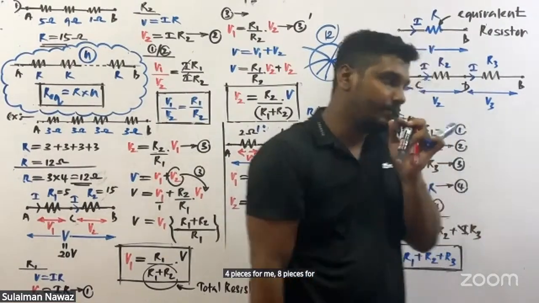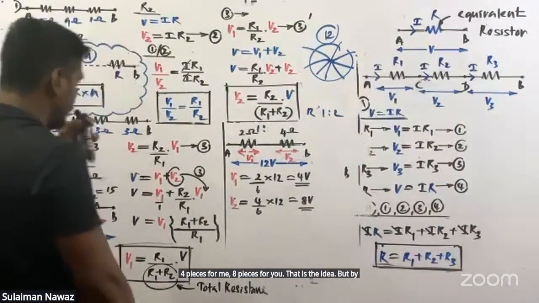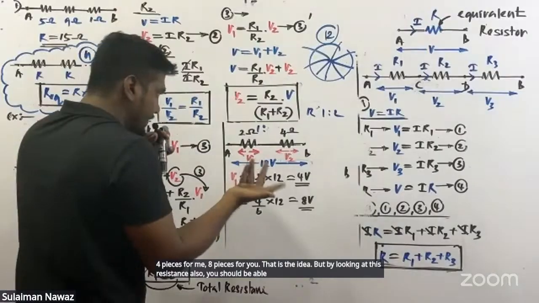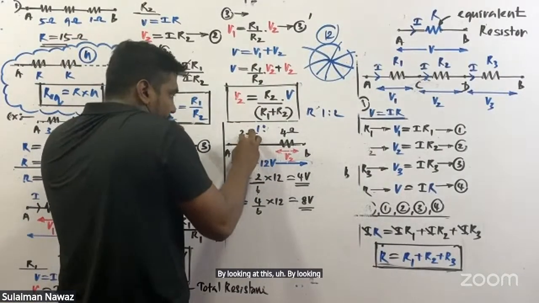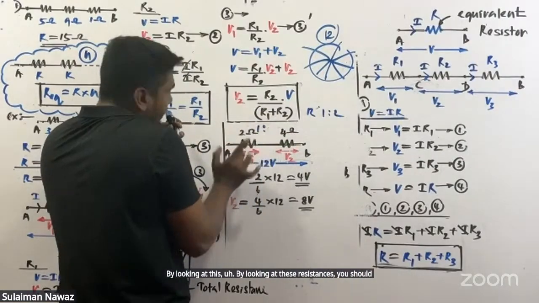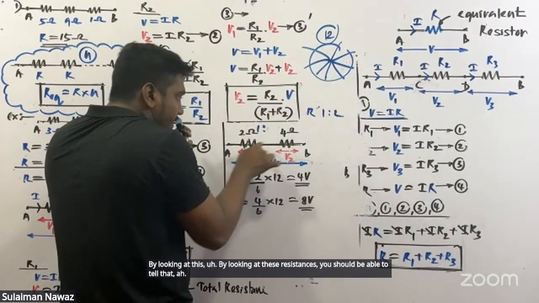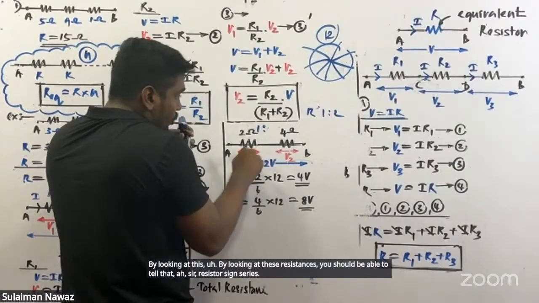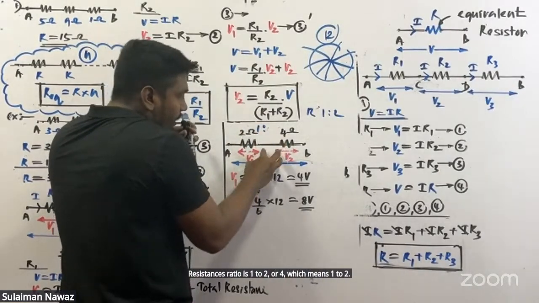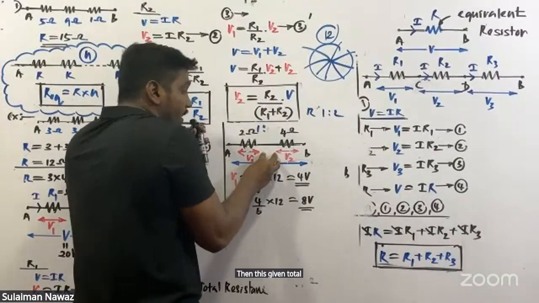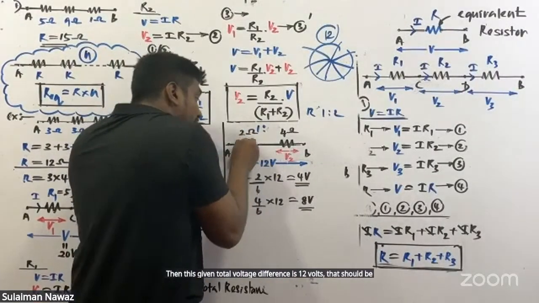That is the idea. When you're doing MCQs, by looking at the resistances, you should be able to tell that as the resistors are in series, the resistance ratio is 1 to 2. 2 or 4 means 1 to 2. Then the given total voltage difference of 12 volts should be divided in a 1 to 2 ratio.